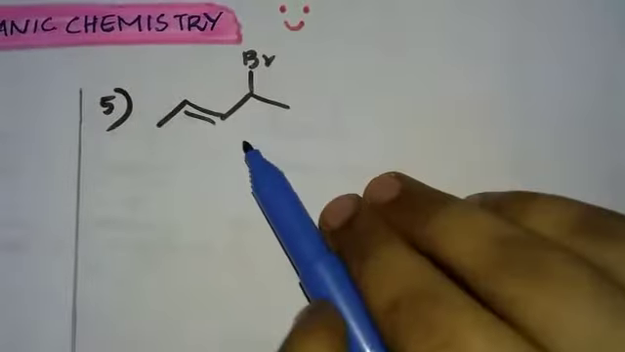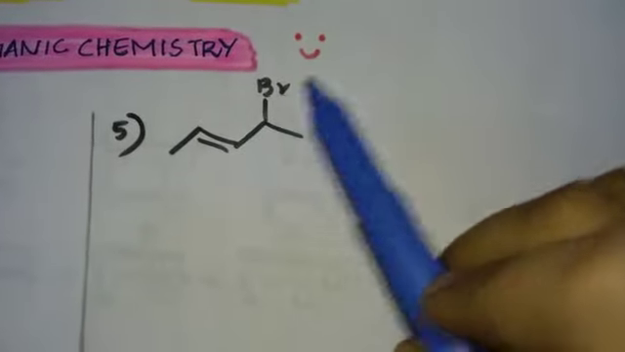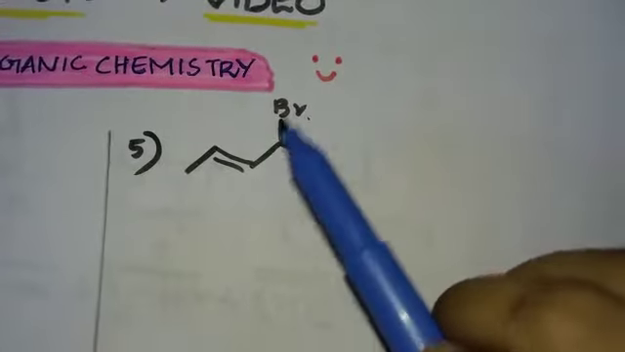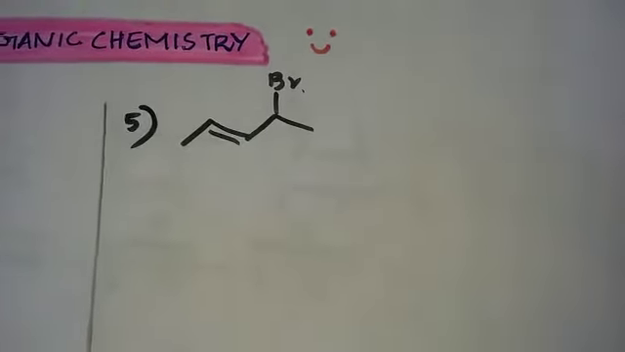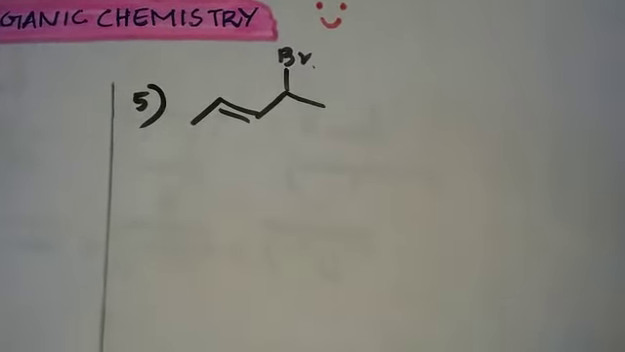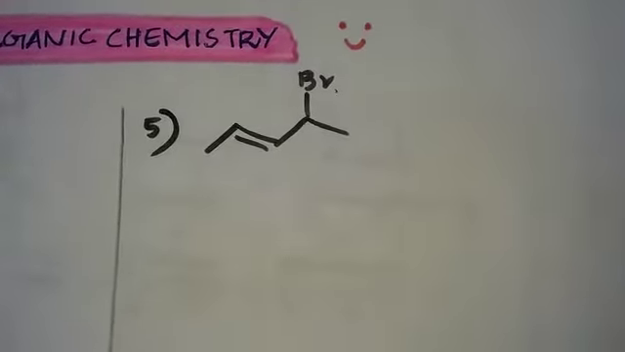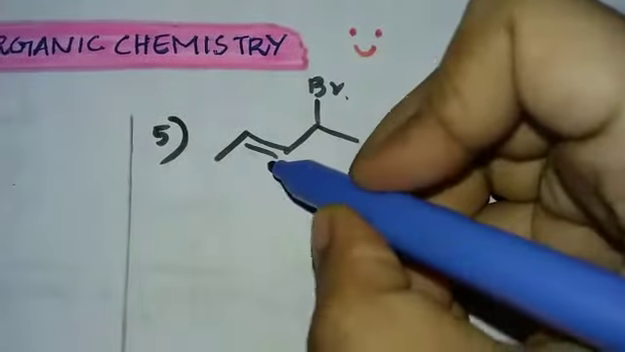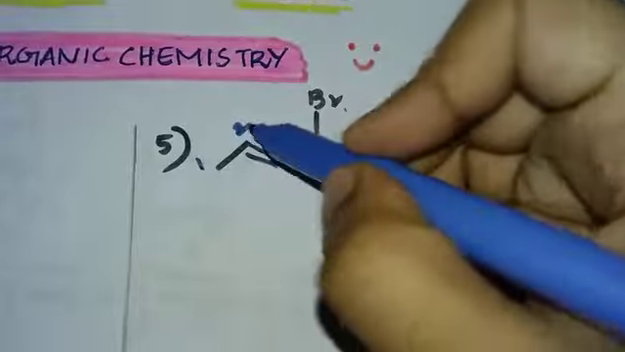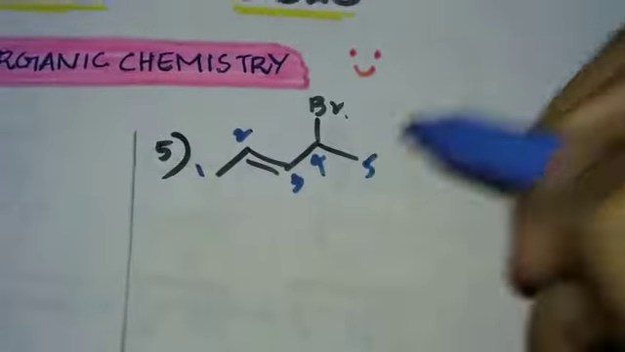This is our next question. Look, students, here is a double bond and a functional group. This is a halogen. The functional group is a halogen here and a double bond is here. When we compare a halogen to a double bond, the double bond has more priority than a halogen. So we should give a lower number to the double bond. So number it from here, 1, 2, 3, 4, 5.